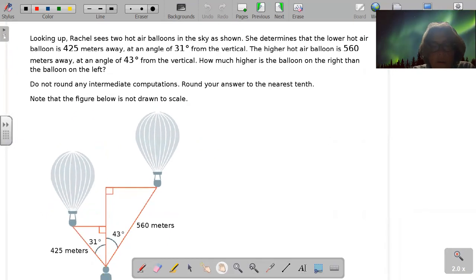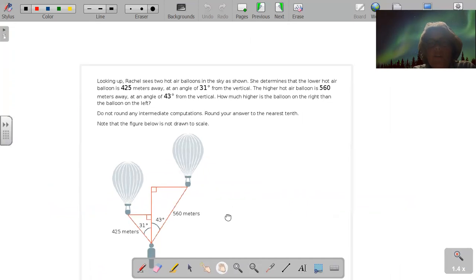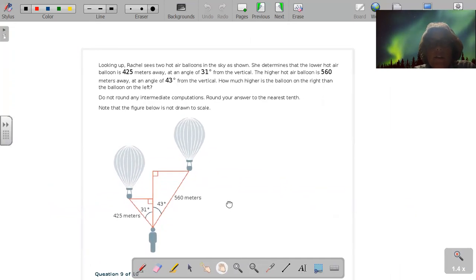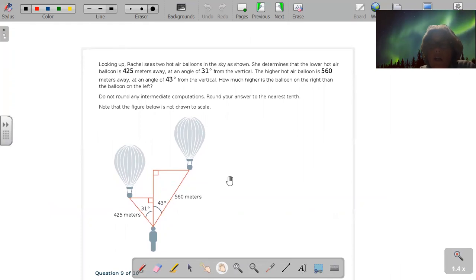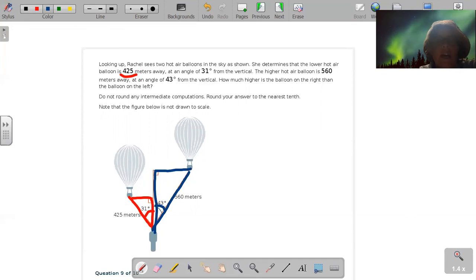Alrighty, got another story problem. Don't be intimidated by these. You just have to figure out what's going on here. It says that Rachel sees 2 hot air balloons. She determines that the lower hot air balloon is 425 meters away and at a 31-degree angle from the vertical. So go like that. And the other one is 560 meters away at a 40-degree angle, and it's asking how far is this above the lower one. So your question mark is this.